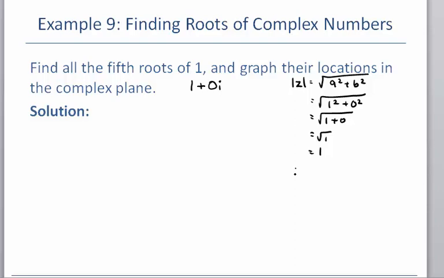All right, now let's find our angle. We know that we can use the formula tangent theta is equal to b over a for our angle. We'll plug in our b value, which is 0, and our a value, which is 1. And so we're looking for an angle that has a tangent value of 0. We know that inverse tangent of 0 is equal to 0.